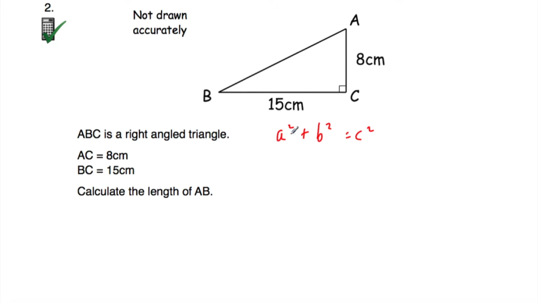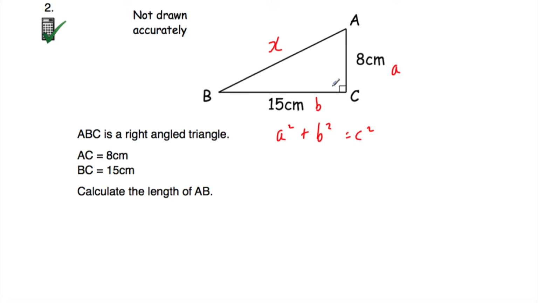And a and b are the two shorter sides, so the two shorter sides of this triangle would be the 8 centimeters and the 15 centimeters, and the longest side of this right angle triangle here would be this AB. Let's just call that x for the minute. So let's label our sides, A being the shortest and B being the middlest, the one in the middle. So now remember, actually it doesn't matter which way round you label these. You could label this one B and this one A.